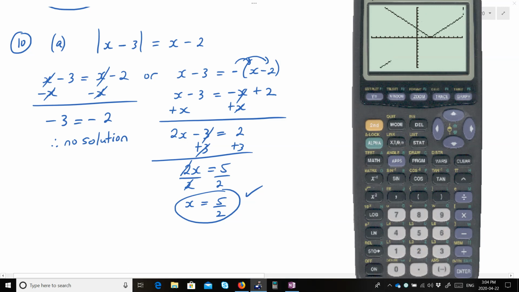So there's the absolute value, x minus 3, and then there's x minus 2, and they have just that one meeting point. If I were to go and find intersect for you really quickly, just go close to the intersection point and I'll press enter 3 times. There's the intersection at x equals 2.5, which is 5 over 2. Okay, so that's what's happening with 10a.